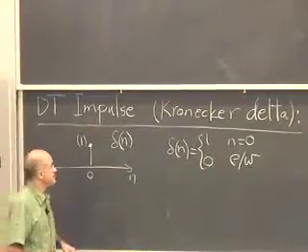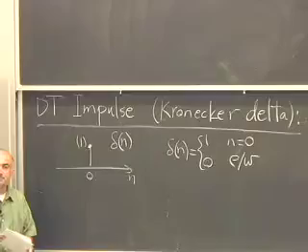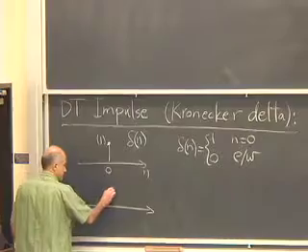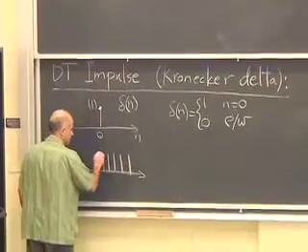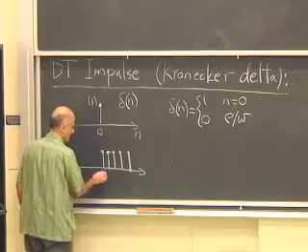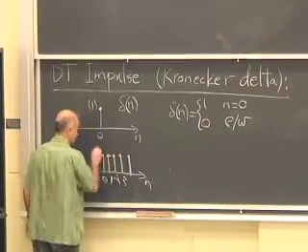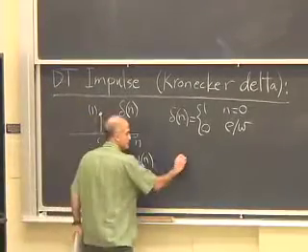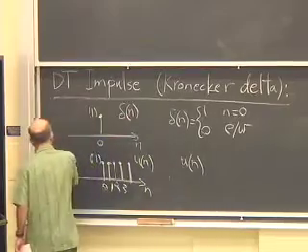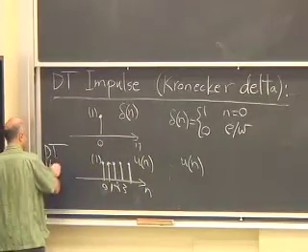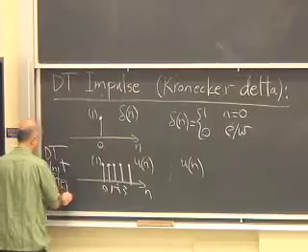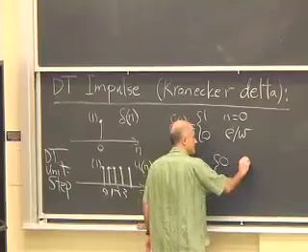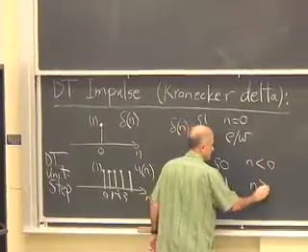Last time we were talking about the various properties of the discrete time impulse and its related signal, the unit step, which is defined as, this is the discrete time unit step, 0 for n less than 0 and 1 for n greater than or equal to 0.